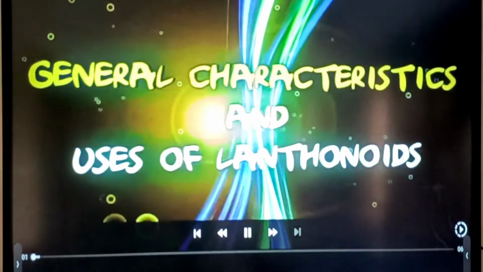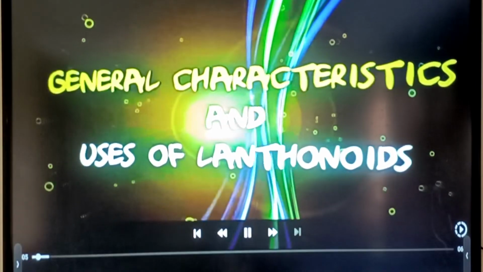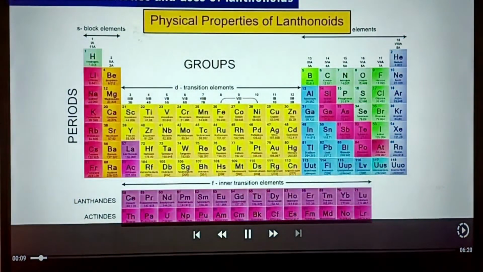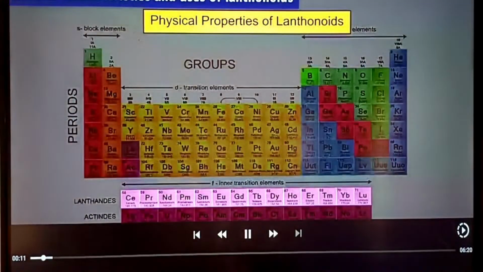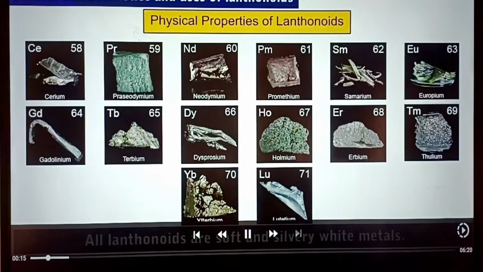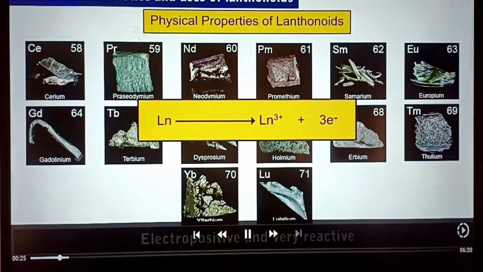In this module, we will study about the general characteristics and uses of lanthanoids. The important physical properties of lanthanoids are: all lanthanoids are soft and silvery white metals. The hardness of these metals increases with an increase in the atomic number. They are electropositive and therefore very reactive.